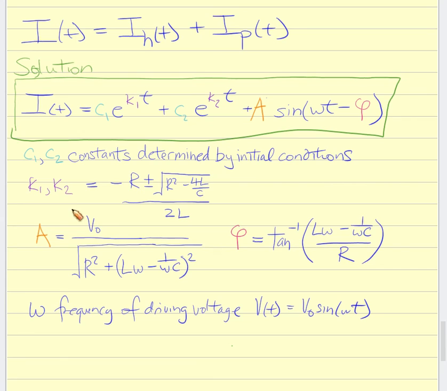k1, k2 are the solution of the quadratic equation that we got from setting up the zero product property from e to the kt being always a positive value, and solving for k when we plug in e to the kt to the homogeneous equation. A is going to be the amplitude of this general form for sines and cosines that we use in the particular solution.